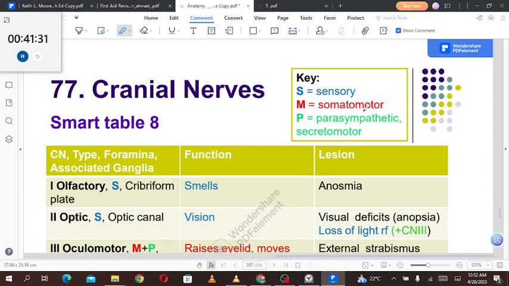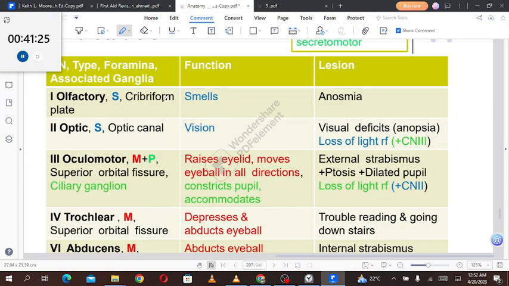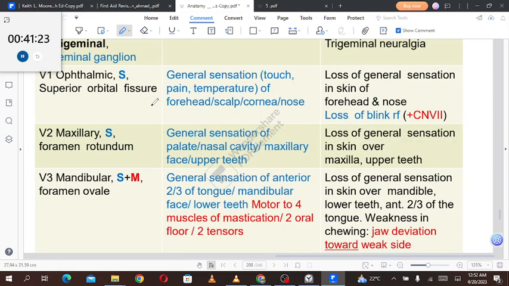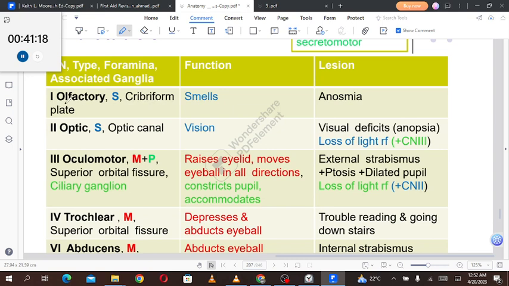S is for the sensory, M is for the somatomotor, P is for the parasympathomimetic and secretomotor. So let's talk about the nerves. We are talking about all of the cranial nerves. Number 1, the first nerve, is the olfactory nerve.